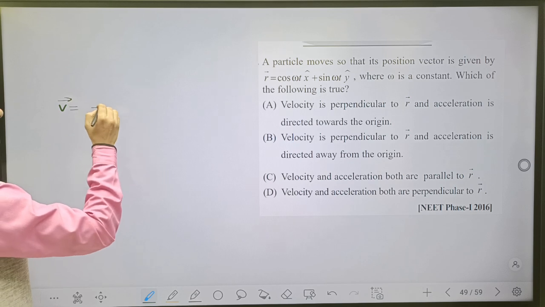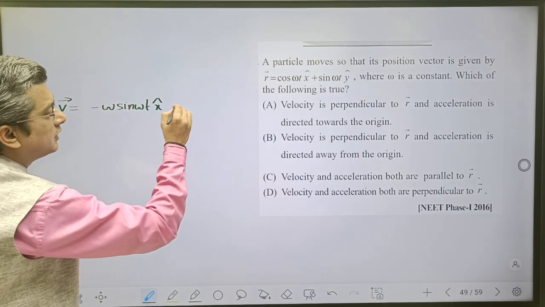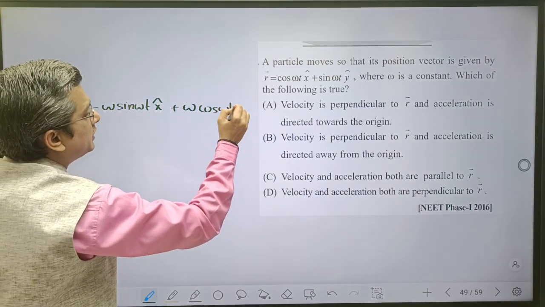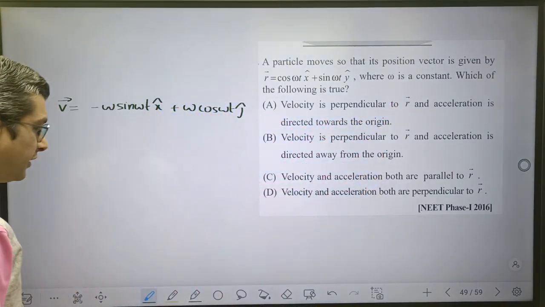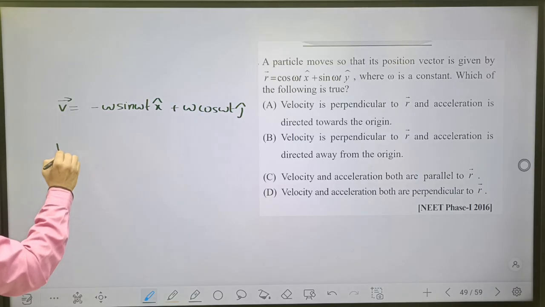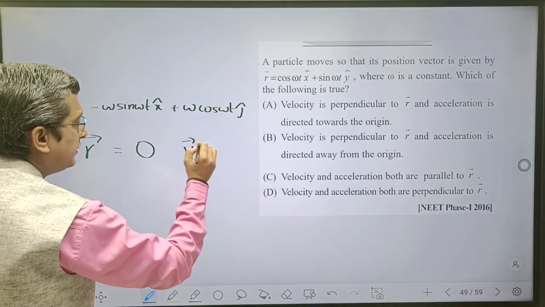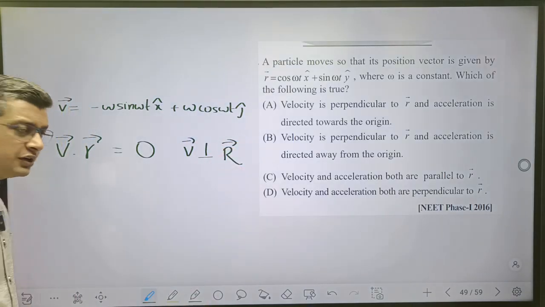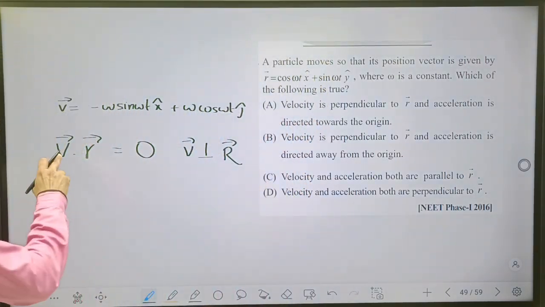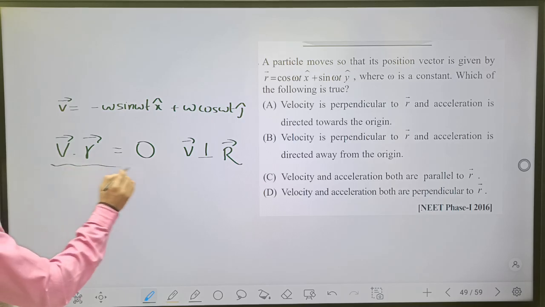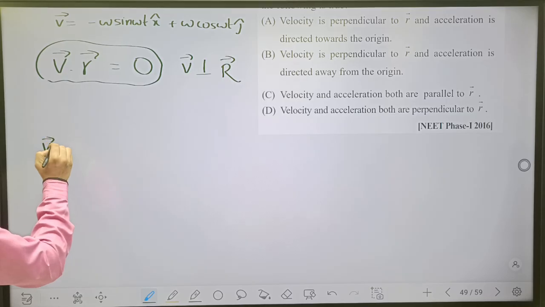So this will be minus omega sin omega t x cap plus omega cos omega t j cap. We have to check whether it is perpendicular to the r vector or not. So to check it, what we need to do is find if v dot r is equal to 0, then we can say that v is perpendicular to the r vector, isn't it? Because we have learned in this lecture that this will become v r cos 90, and cos 90 is 0. So we have to find this value. If this is 0, then we can say that v is perpendicular to the r vector. So let us find v dot r, isn't it?